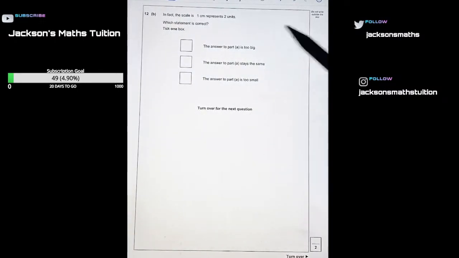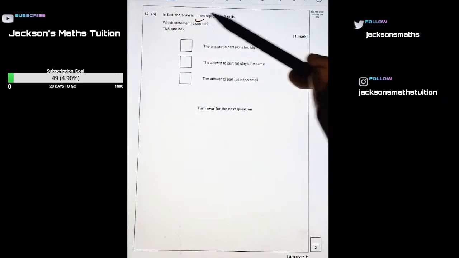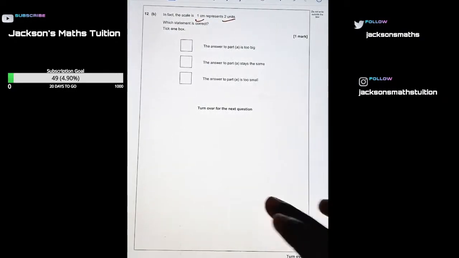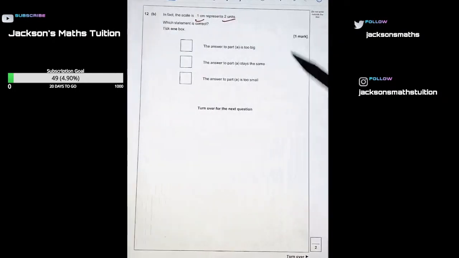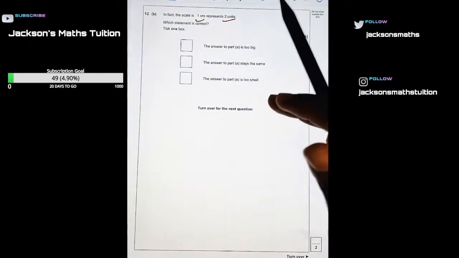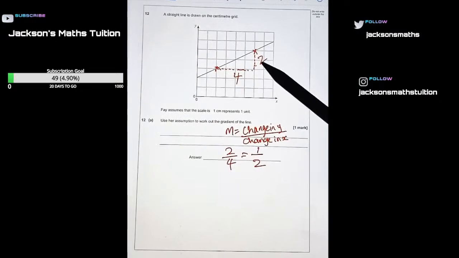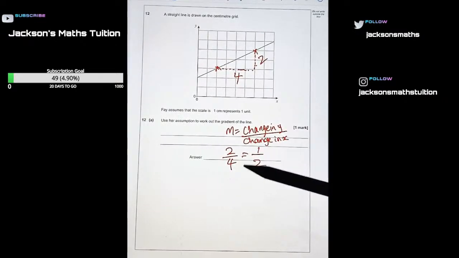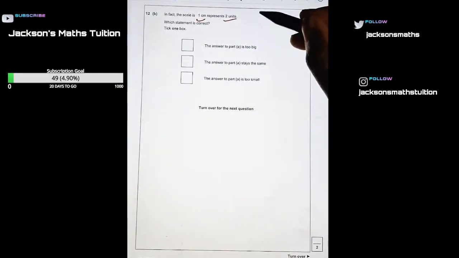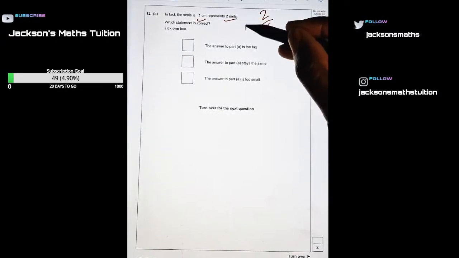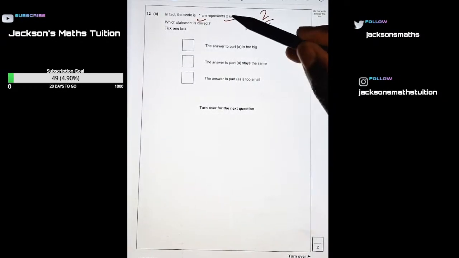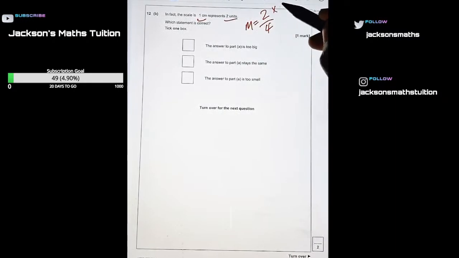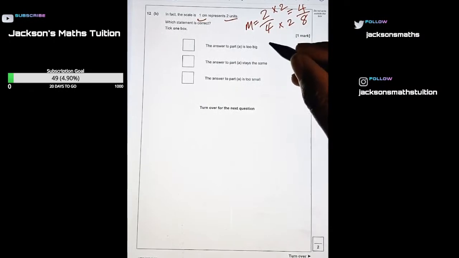In fact, the scale is 1 centimeter to 2 units. Okay, so if the scale is increased by 2, then it means that the change in y and the change in x are going to be doubled. So we had 2 over 4, that was the original one. If the scale doubles it up, the gradient now is going to be 4 over 8. And 4/8, guys, is the same thing as half.